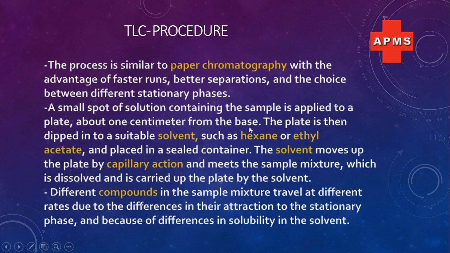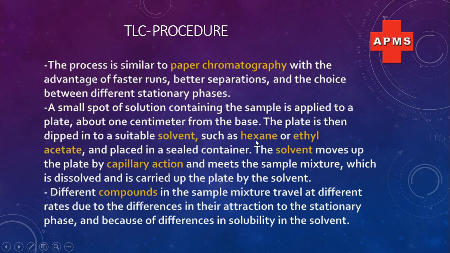about 1 centimeter from the base. This actually depends upon our experiment, but generally 1 centimeter above the base. The plate is then dipped into a suitable solvent, but before dipping this plate, we first completely dry our spot which contains a solvent. The solvents generally used are volatile in nature, so they vaporize when we make a spot on the plate. A suitable solvent works as the mobile phase.